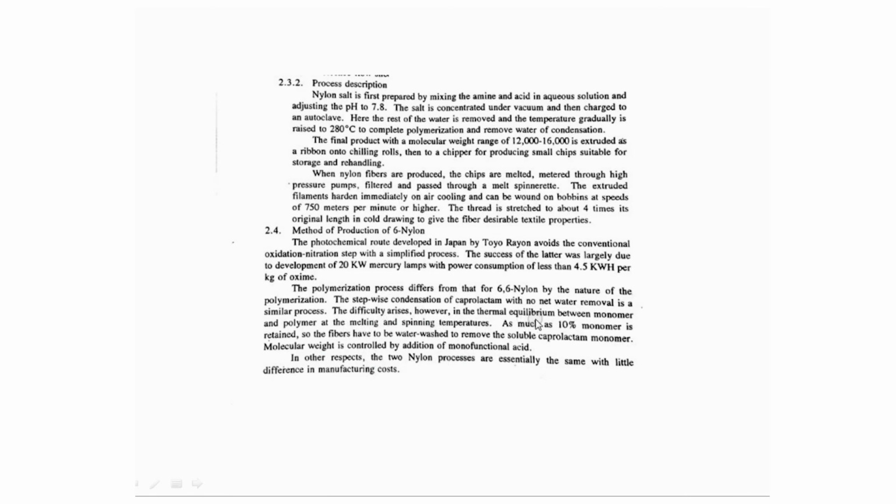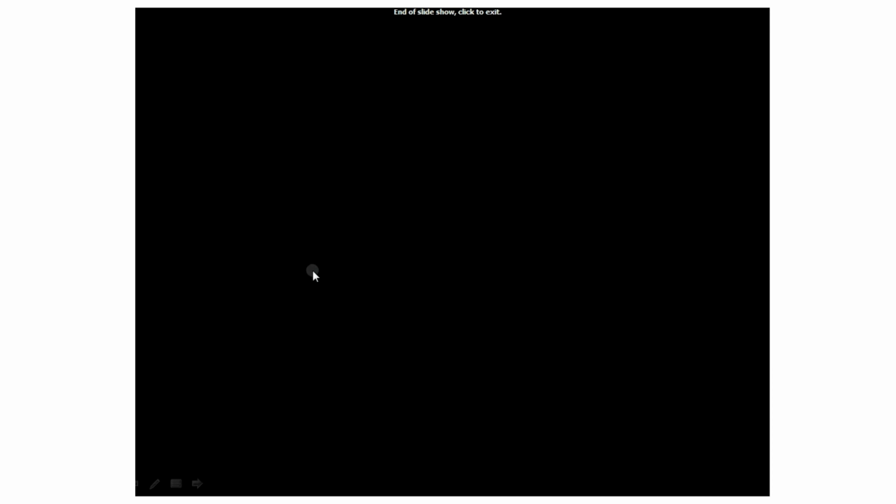The difficulty arises, however, in the thermal equilibrium between the monomer and the polymer at the melting and spinnerette temperatures. As such, 10% of the monomer is retained, so that the fibers have to be water washed to remove the soluble caprolactam monomer, and molecular weight is controlled by addition of monofunctional acid. We know that molecular weight regulators are monofunctional acids. In other aspects, the two nylon processes are essentially the same with a little difference in the manufacturing cost.